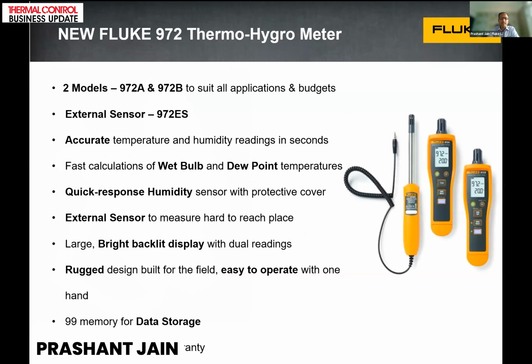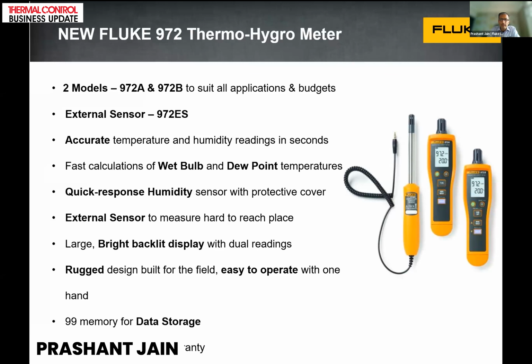So if we look at this instrument, there are two models, and with the option of an external sensor, we can measure temperature, humidity, wet bulb, as well as dew point. The best part about these sensors is that these are NTC sensors, electronic polymer capacitor sensors, with a very low hysteresis band. So these sensors, especially the sensor which Fluke uses, can capture very fast variations in temperature and humidity.